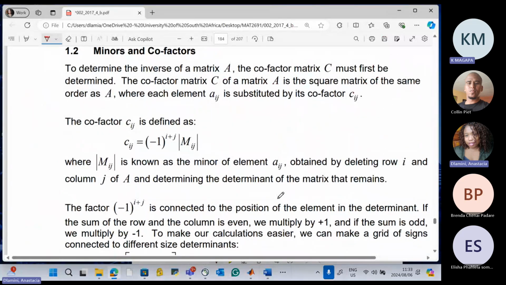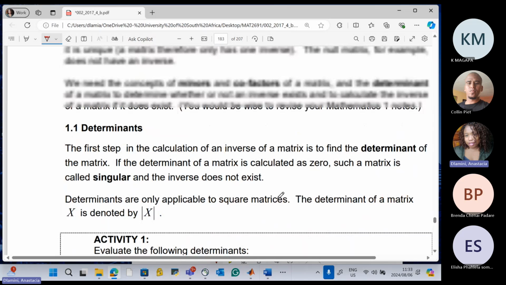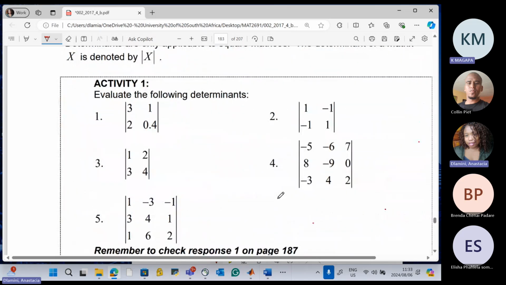So we are comfortable with the determinants, right? Sorry, ma'am, what is the formula that you use for this one? So I didn't use the formula. What I did was, you see this matrix here, number 4. I wrote the first column the way it is, 5, 8, -3. And then I wrote the second column the way it is, -6, -9, and 4. Do you see that? Yes, ma'am.